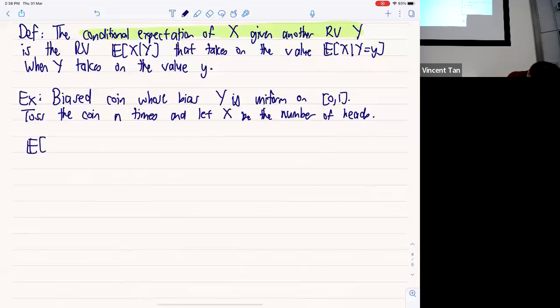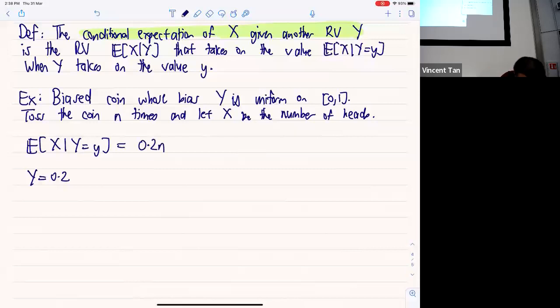Let's try to understand what is the expectation value of x given that Y is equal to y. Suppose that the random number generator told us that the capital Y is equal to 0.2. Say the bias of the coin is 0.2. Then what is the average value of x? The bias of the coin is 0.2. What is the average number of hits that you will get in n tosses? Yes, very good. Then this will be 0.2n.